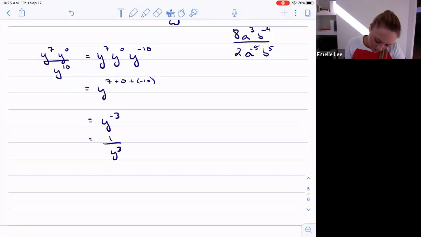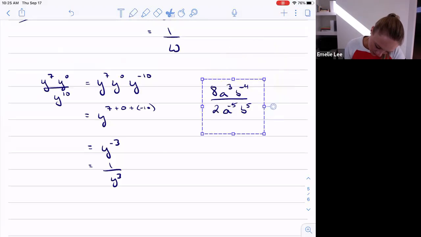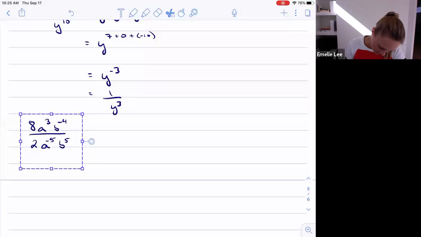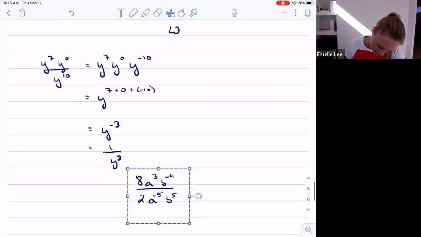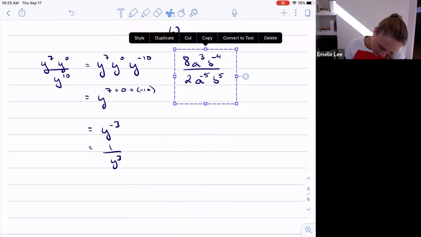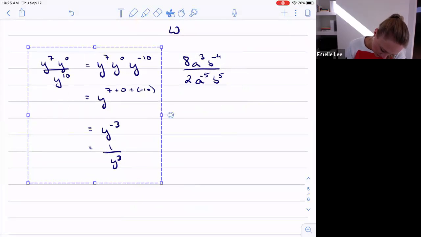How about this next one? I'm gonna drag it down. Or maybe this side here. Scoot this over.